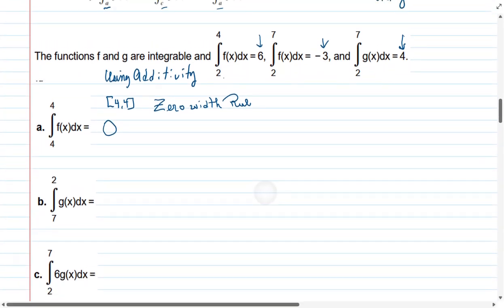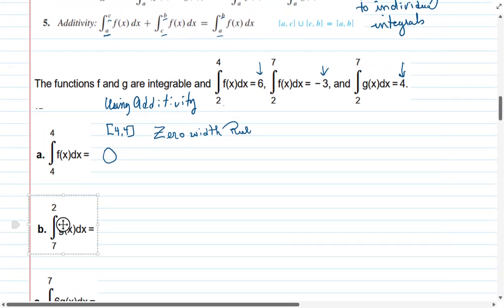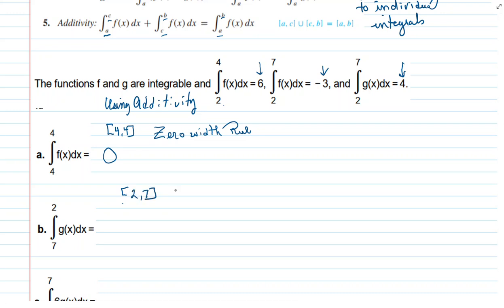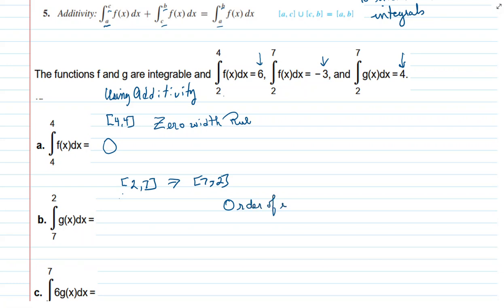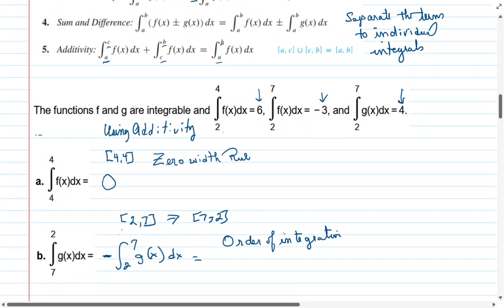Now this one says 7 to 2. Now the reverse, instead of it being 2 to 7, it is changed to 7 and 2. Therefore, it is the order of integration of the one given. In other words, it's going to be the opposite of the integral from 2 to 7 of g of x. Remember that's a negative. Those two are going to be equal.